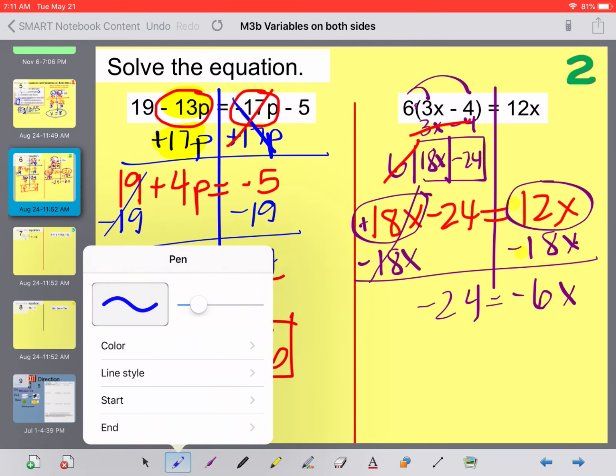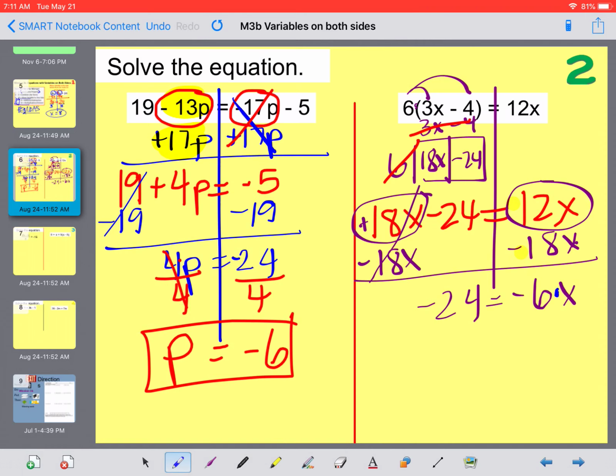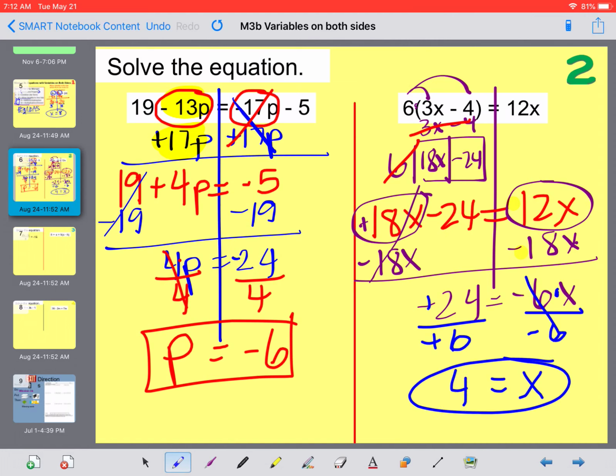So now we have just multiplication. The opposite of multiply is divide. We're dividing by negative 6. Two negatives, when you multiply or divide, make a positive. 6 times 4 is 24. We have a lot of that fact.